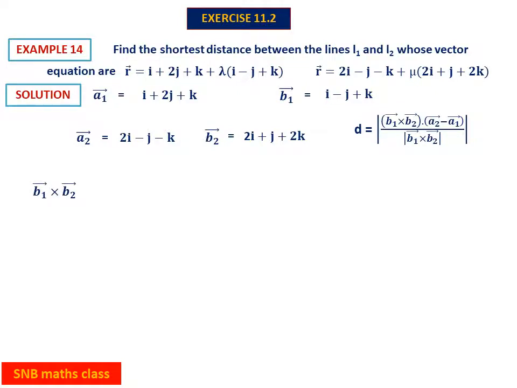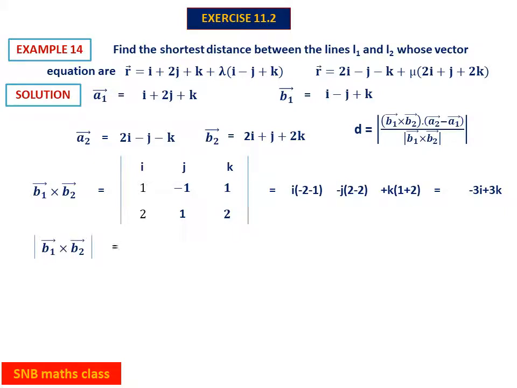Now let us proceed. First we will find B1 cross B2. The method is the determinant with i, j, k, then B1 components 1, minus 1, 1, and B2 components 2, 1, 2. Simplifying, it is i times (minus 2 minus 1) minus j times (2 minus 2) plus k times (1 plus 2). So you get minus 3i plus 3k. Magnitude also you can find and keep it ready. It is the square root of 9 plus 9, that is 3 root 2.